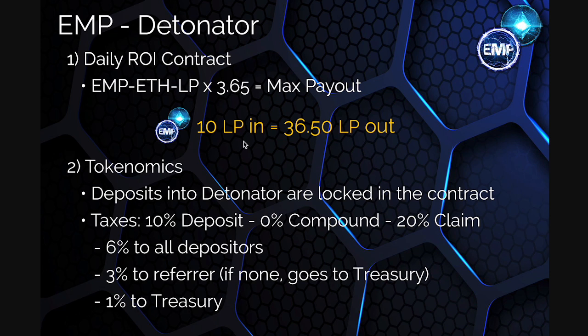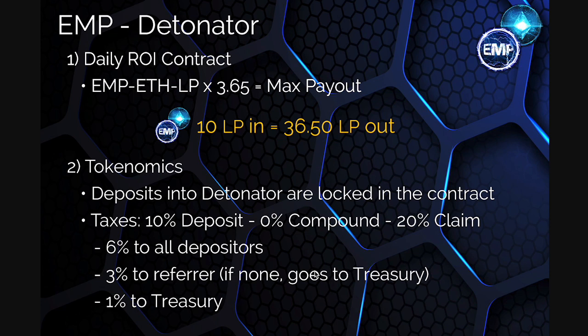There are also taxes to take into consideration with the detonator, and you see them here. I'm not going to spend a ton of time, but when you make a deposit into detonator, there's a 10% tax, and it's broken up as you see here. 6% of the 10 goes to all the depositors, everybody that's in the detonator contract, including you once you're in. Then there's 3% that goes to the referrer.